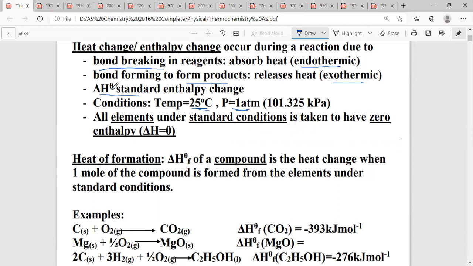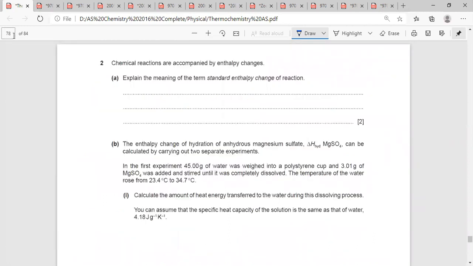One, of course, is standard, and it comes together with this thing called heat of reaction. I'll show you the question and give you the answer provided by CIE in the marking scheme, so that you can learn from there straight away. That's on page 78. Now here: chemical reactions are accompanied by enthalpy changes. Enthalpy means heat changes, means delta H.